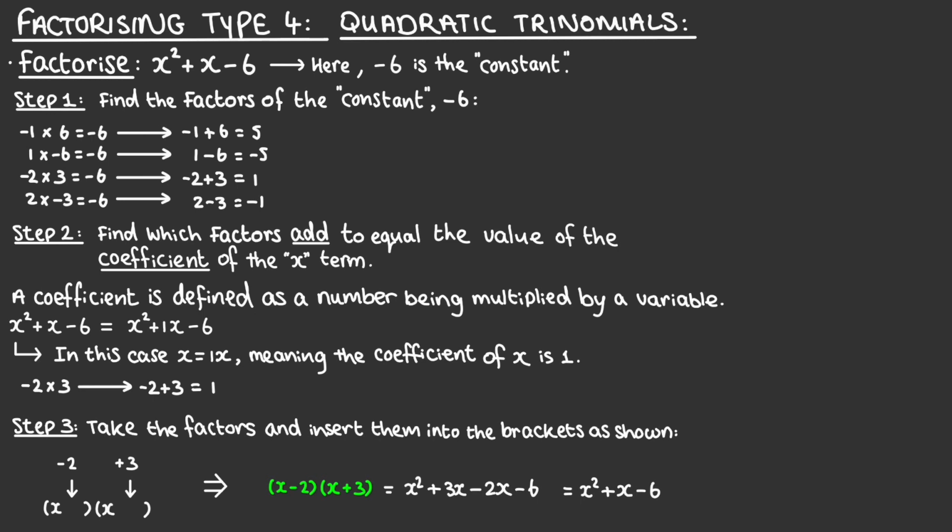So again, the reason that we can check our answer is because factorizing is the reverse process of expanding out brackets. So when we multiplied out x minus 2 by x plus 3 and got x squared plus x minus 6, factorizing is the opposite of that process. So by factorizing, we have turned x squared plus x minus 6 into x minus 2 multiplied by x plus 3.